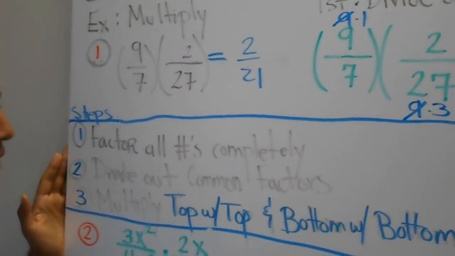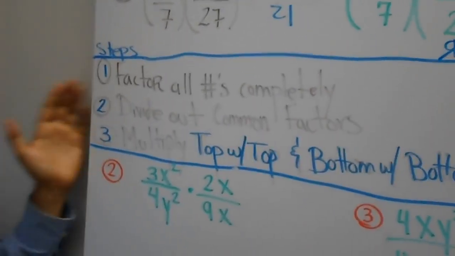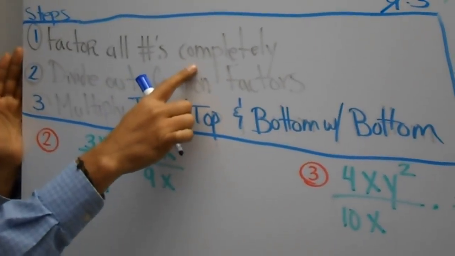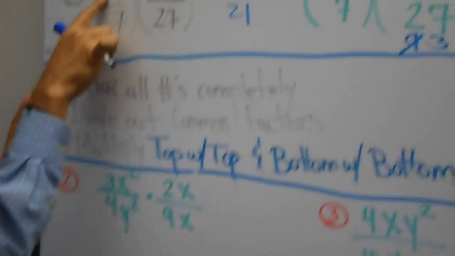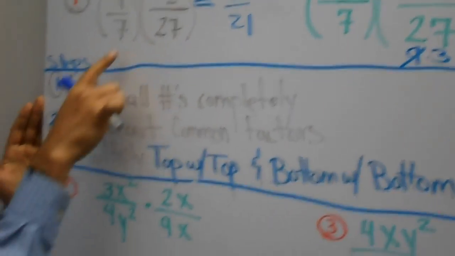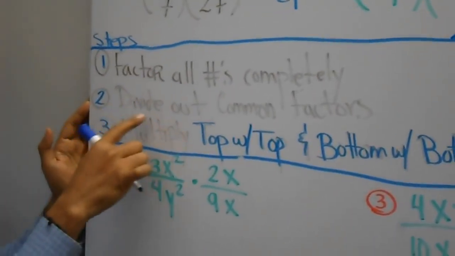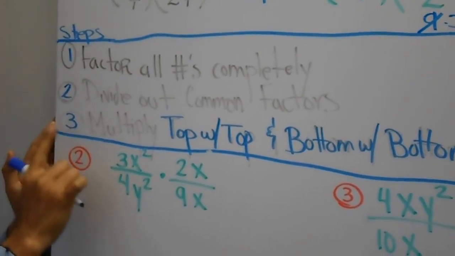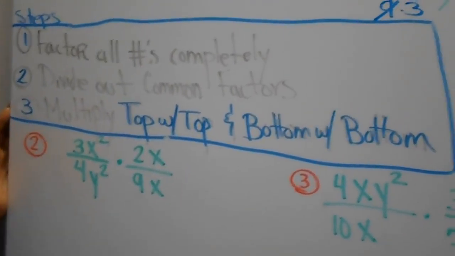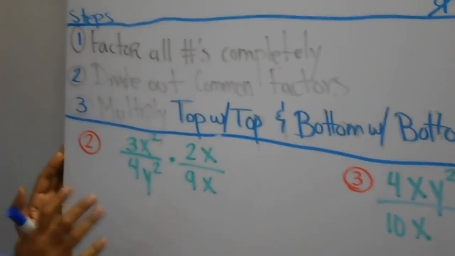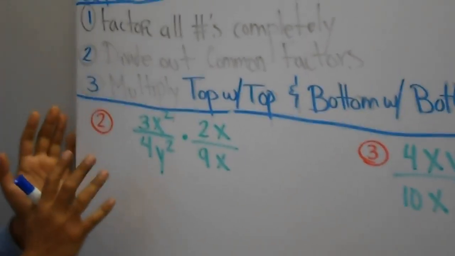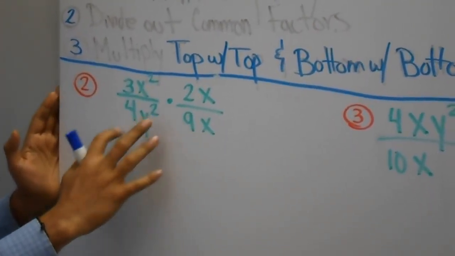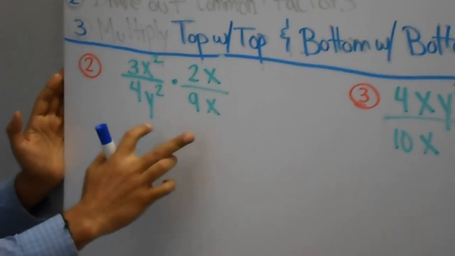The steps are basically: factor out all the numbers completely. That means factor out the numerators completely and factor out the denominators completely. And then you divide out any common factors, right? And then the last step is to multiply top with top, bottom with bottom. The same holds true when you're multiplying rational expressions that involve variables.